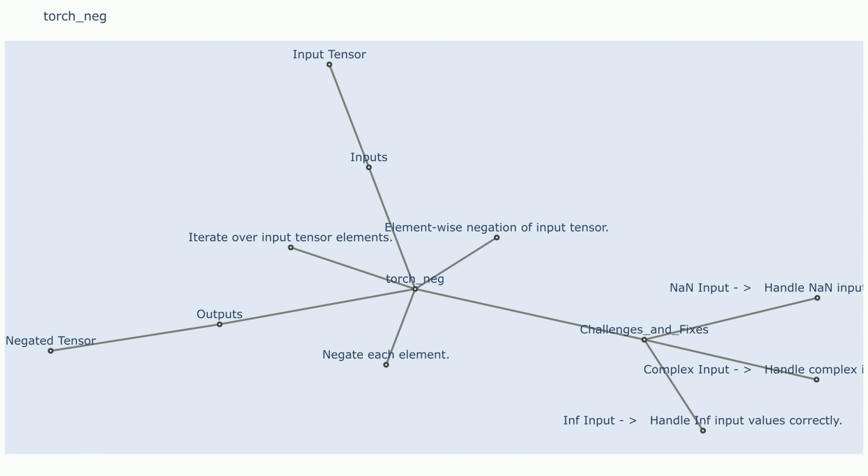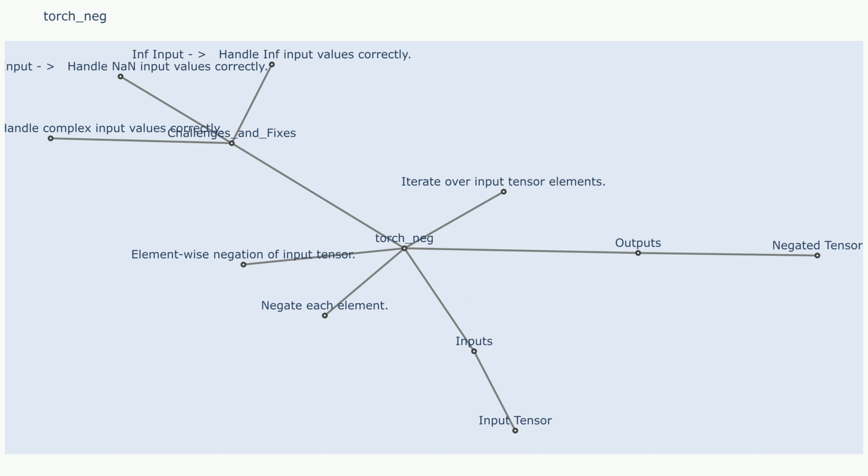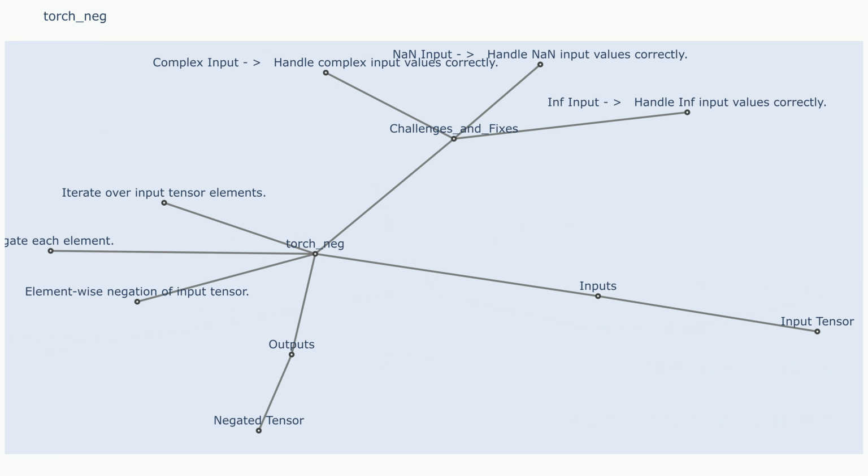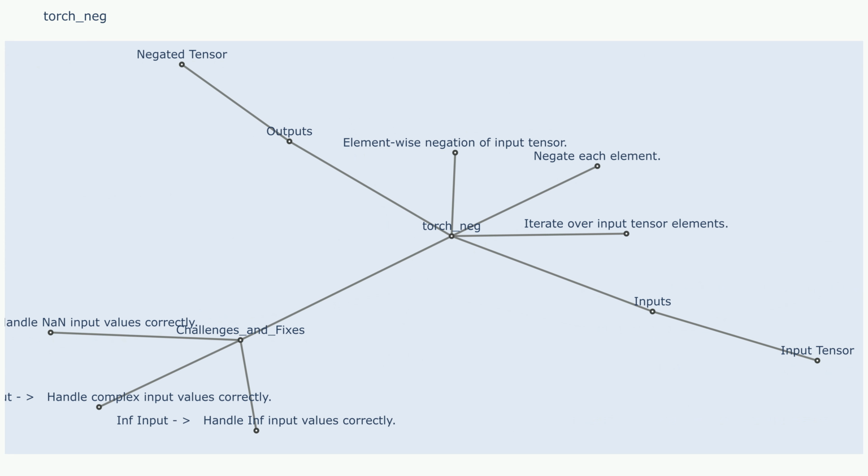torch.neg. Description. The torch.neg function is a PyTorch operation used to compute the element-wise negation of a tensor. It takes a single input tensor and returns a new tensor where each element is the negative of the corresponding element in the input tensor. In essence, it flips the sign of each element in the input tensor.